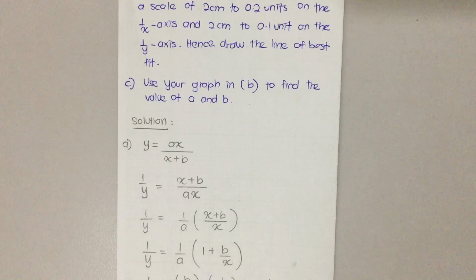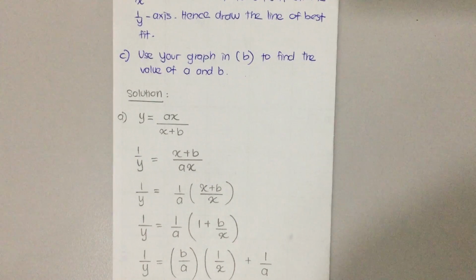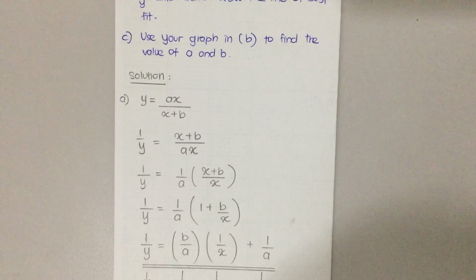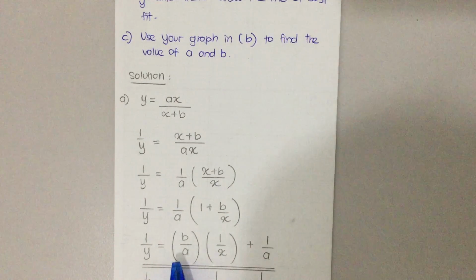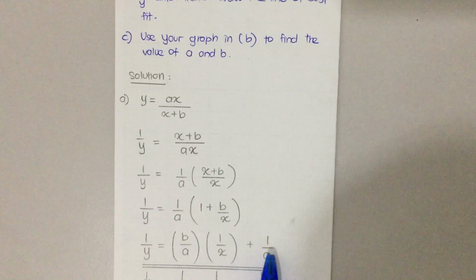Okay, we are almost close to the straight line equation form. Let us continue to the next step. Our straight line equation in this case will be 1 over y equals b over a, bracket 1 over x, plus 1 over a.